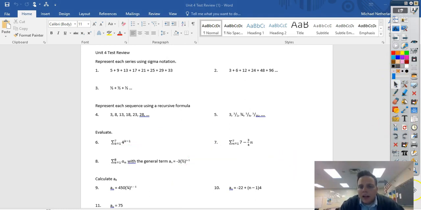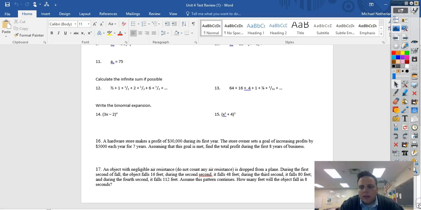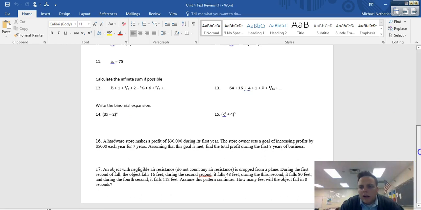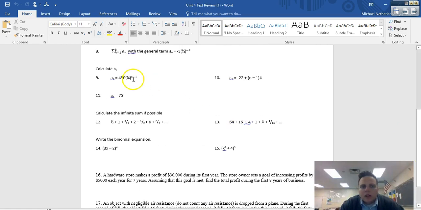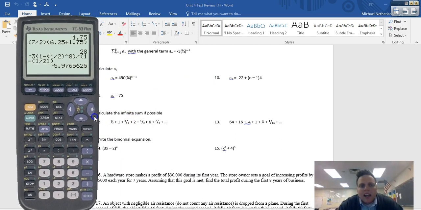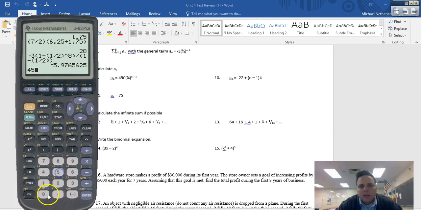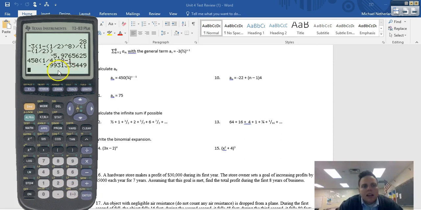Alright, problem number 9, I'm not actually going to write anything down because this can all be done simply through the use of a calculator. Okay? So problem number 9 says, calculate the 8th term, a sub 8, for each one of these. So really, guys, all you're going to do on every one of these is just plug in an 8 for n, or whatever the variable is, which I think is n for most of these. So 450 times 1 divided by 4 raised to the 8 minus 1, which is just 7 if you want to plug that in. And I get negative 0.99.